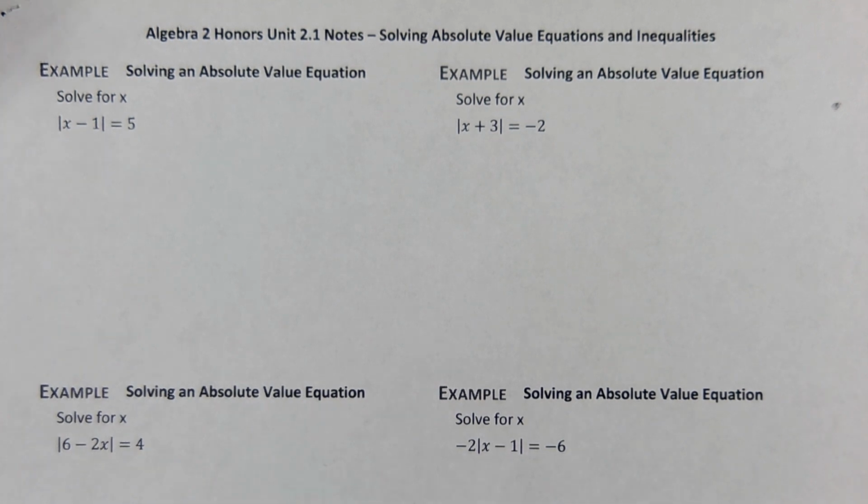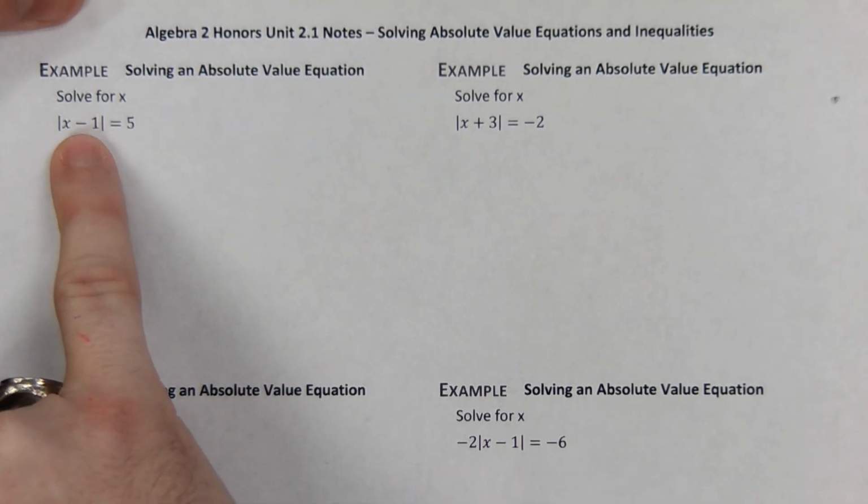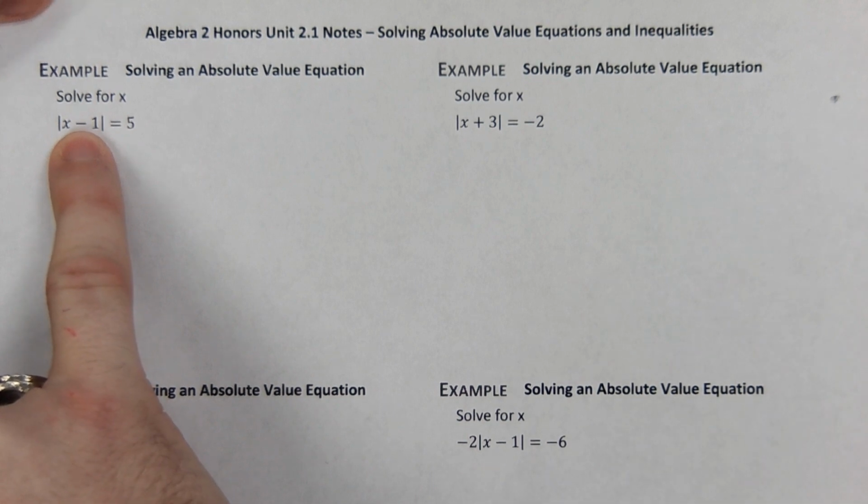Okay, so let me ask you a question. What are the two values that are 5 away from 0? What are they? Brody, what do you got? 5 and negative 5.